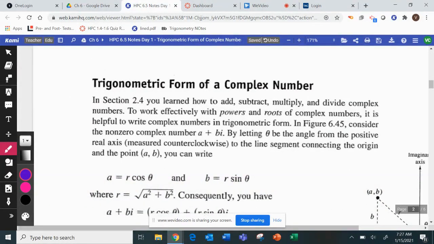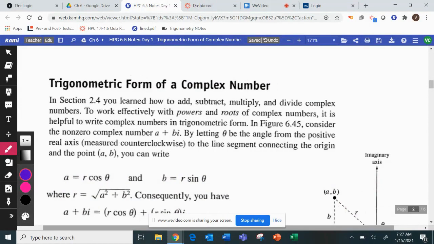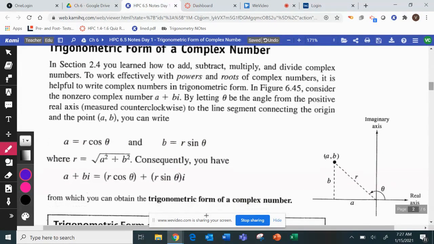All right, so this next section, we are learning about the trigonometric form. It says in section 2.4, which is why we just did 2.4, you learned how to add, subtract, multiply, divide. To work effectively with powers and roots of complex numbers, we have to be able to write these in trigonometric form.